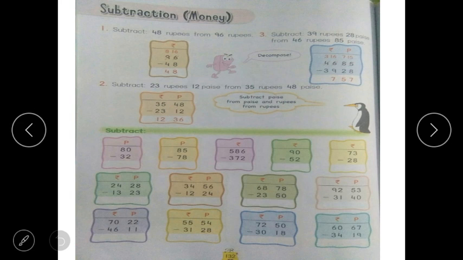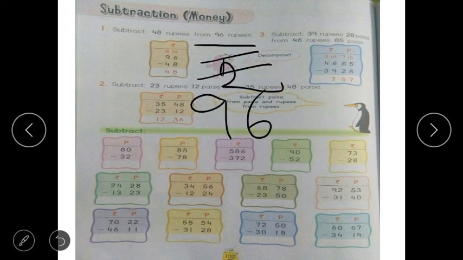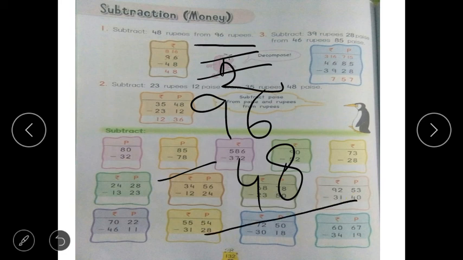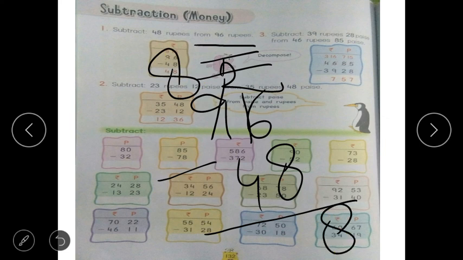In subtraction, what you have to do, like 48 rupees from 96 rupees. From 96 rupees means 96 rupees you have to write at the top. This is rupees, and from 96 you have to subtract 48. Means out of 96 you have to minus 48. Now subtract it. 6 minus 8. 6 is the lower digit, that is in the ones, so we'll take from the tens. Here 16, minus 8, 8. 8 minus 4, 4. So the answer is 48 rupees.